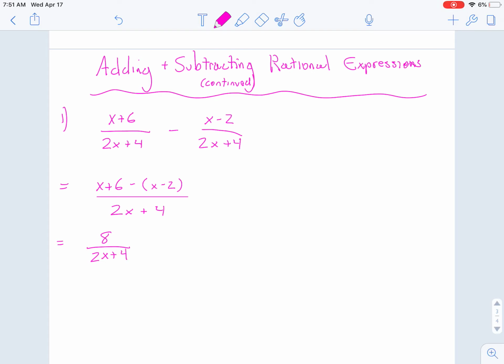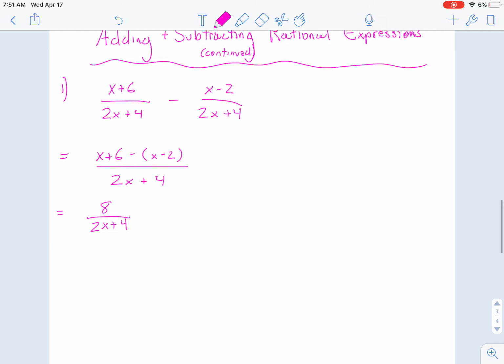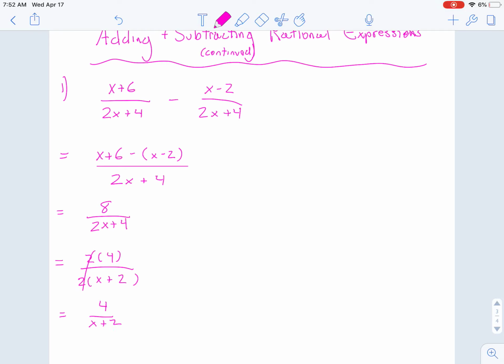Our last question we have to ask is, can I simplify? And we can simplify if there's a common factor we can factor out of the numerator and denominator. And here we can factor out a 2. So I can factor out a 2 from the numerator, because 2 times 4 is 8. And I could factor out a 2 from the denominator, because 2 times x plus 2 is 2x plus 4. The 2's cancel. We're left with x over x plus 2. And that's our final answer.